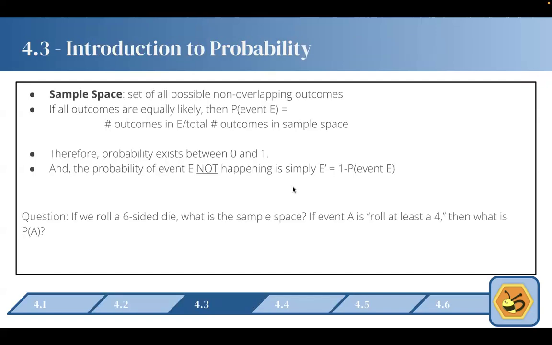Okay, so let's talk about some probability. A sample space is kind of a vocab word that is kind of nebulous, but really what it means is just all the possible non-overlapping outcomes. So if all outcomes are equally likely, then the probability of some event E is the total number of outcomes in E over the total number of outcomes in the sample space.